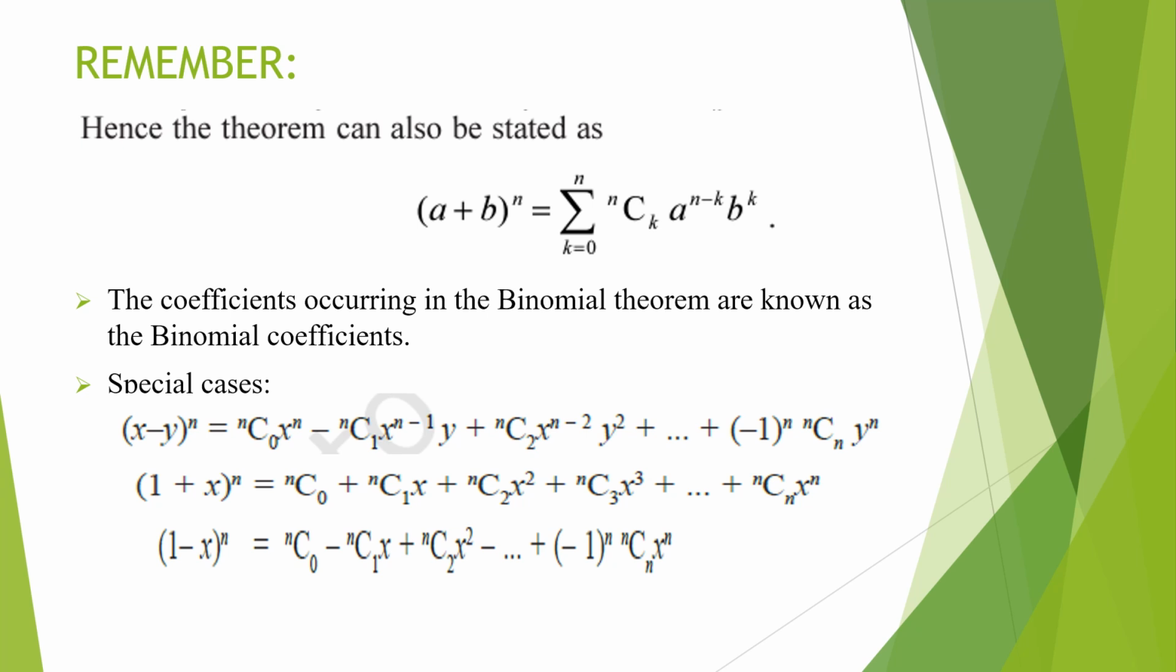Now suppose you want to expand (1+x) raised to n, then you just have to take a equal to 1, b equal to x. So it will be nC0 plus nC1 into x plus nC2 into x square up till nCn into x raised to n. And suppose you want to expand (1−x) raised to n, on a similar basis it will be nC0 minus nC1 into x plus nC2 into x square minus, that means again plus minus will be repeated alternately. Also remember nC0 and nCn are 1. This we know from combinations.